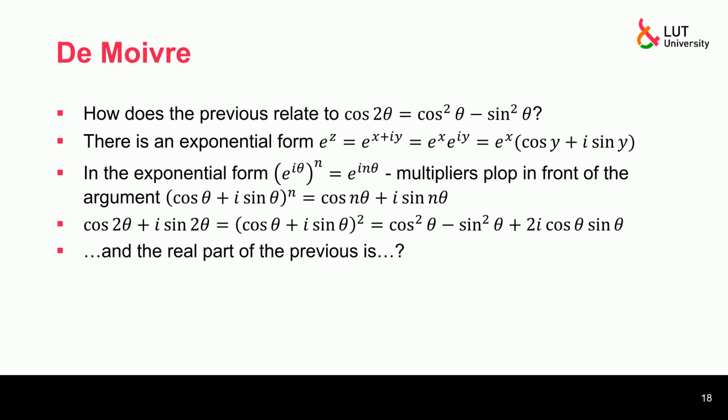And if we use only the real part of that, then cosine 2 theta is, so only the real part, that is cosine 2 theta on the beginning, and cosine squared theta minus sine squared theta on the result of the expansion of the formula.